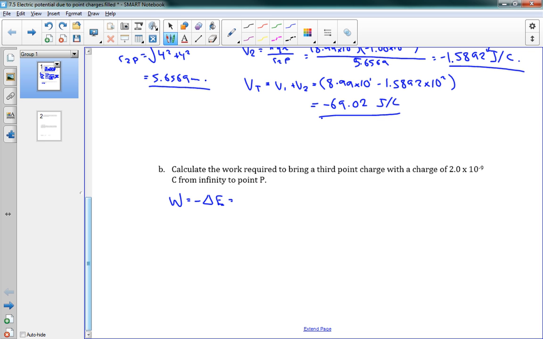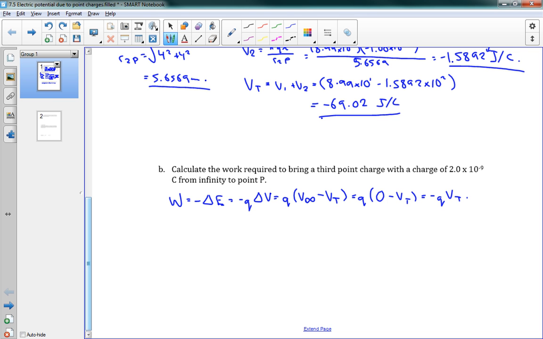Right, because if we're increasing the energy of the system, we're having to do work on it. So we've got our negative change in energy. This is negative Q delta V. That's from one of our many equations. And our delta V, so I can say Q times V at infinity minus our total V at point P. Okay, and our V at infinity is just 0, minus our total V. So we get negative Q V total. That's our work. That's the work required.